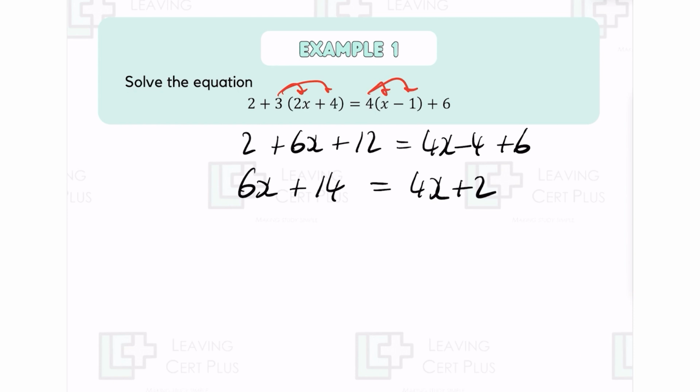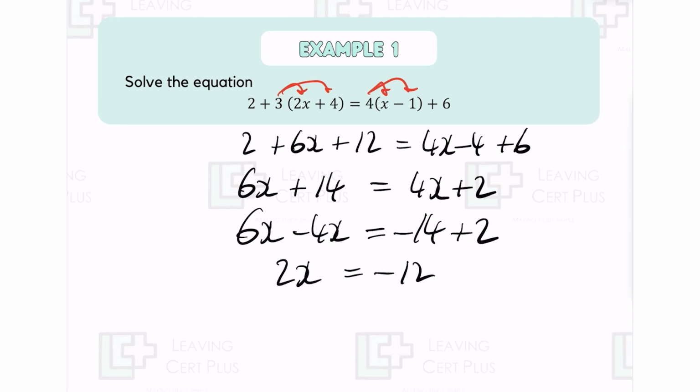What this will leave me with then is 6x minus 4x equals minus 14 plus 2. And then that gives me 2x equals minus 12. And then if you divide both sides by 2, because this is the very end of the question, we always divide both sides by what's with the x, you will get x equals minus 6 and our solution.